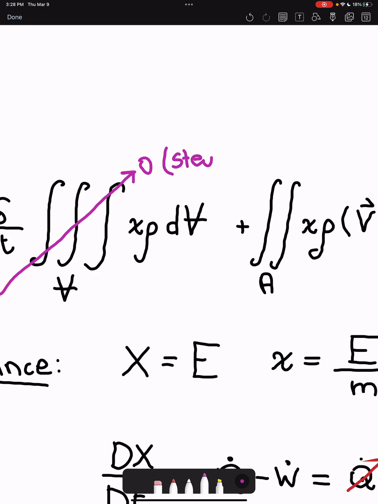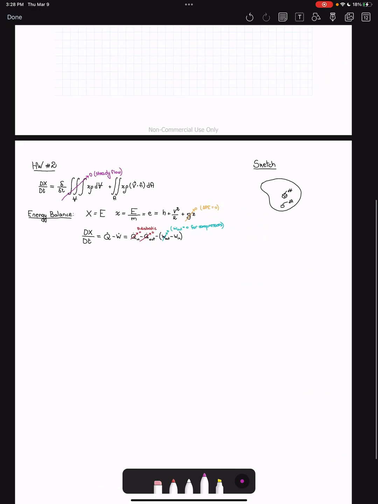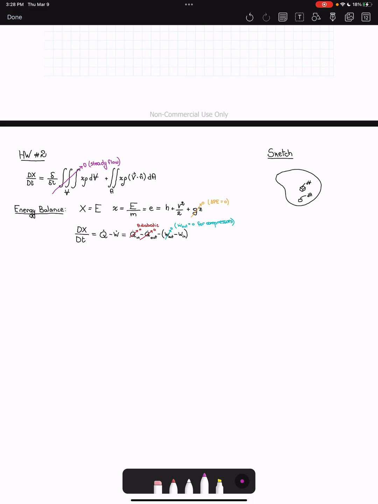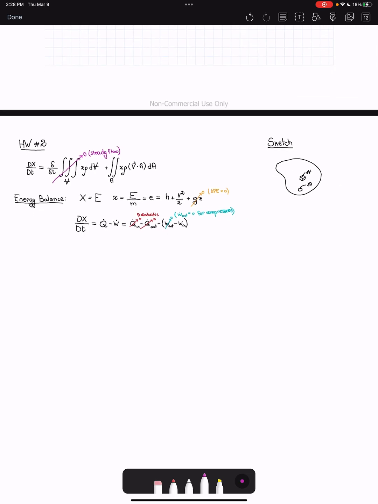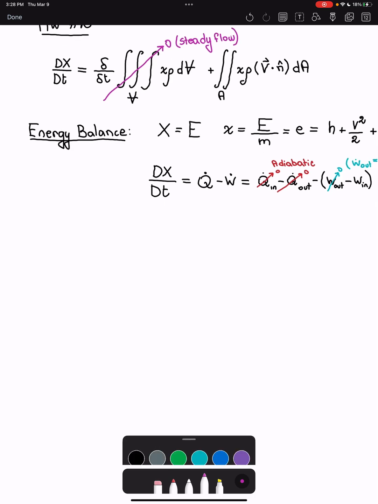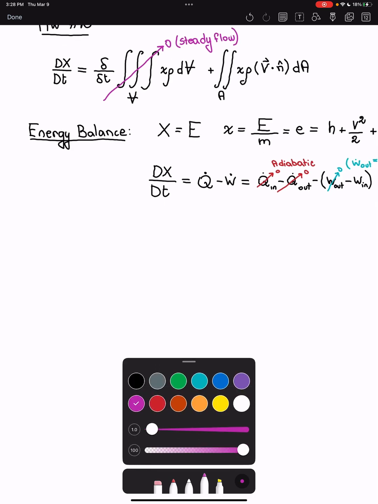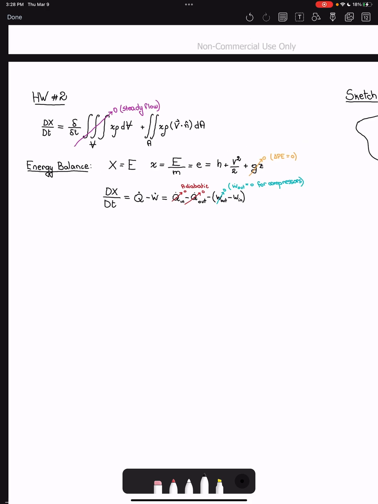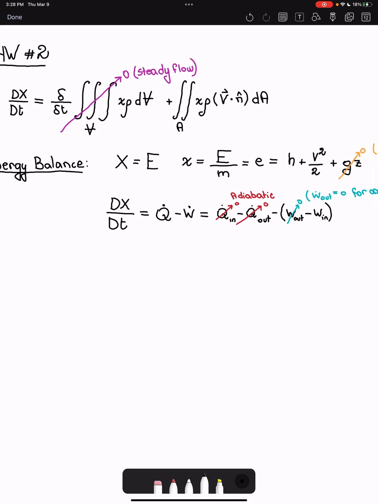Steady flow. Okay, so now what are we going to do? Well, that goes away, and then we are left with the other term, and we can substitute dx dt. That's not going to be 0 because it's a material derivative. It has different properties, so it won't just be 0 even though the flow is steady.